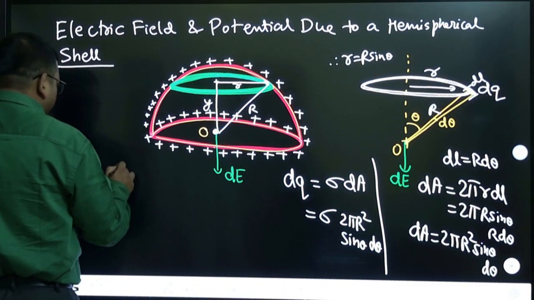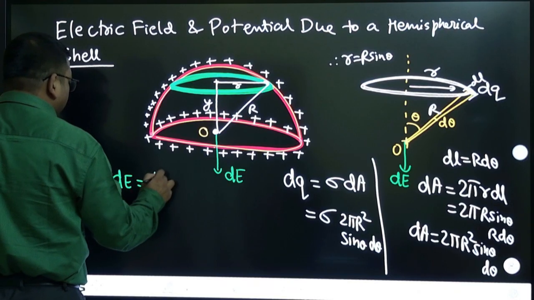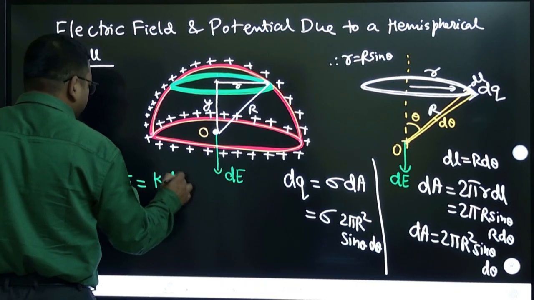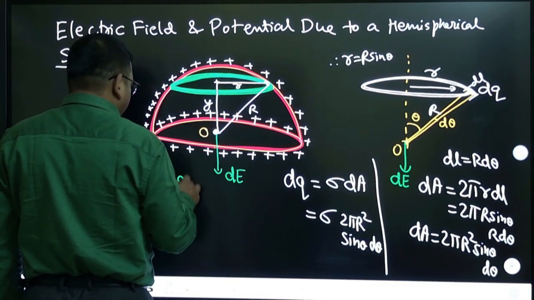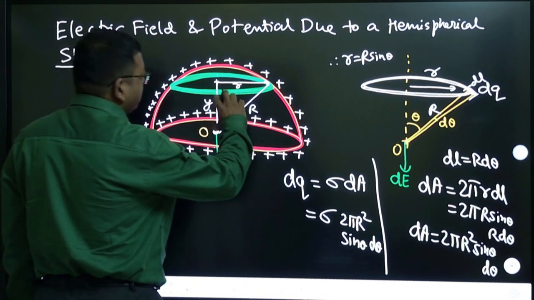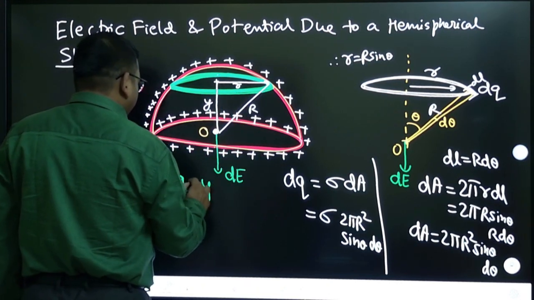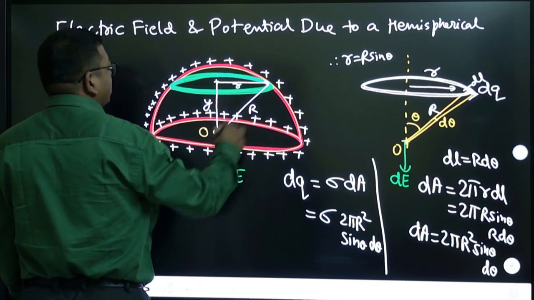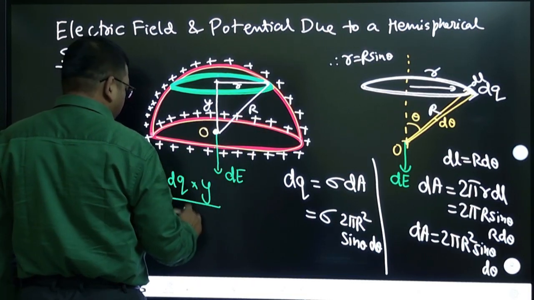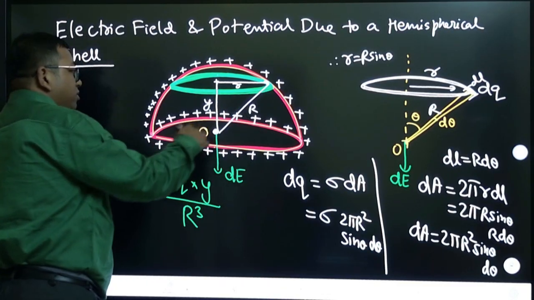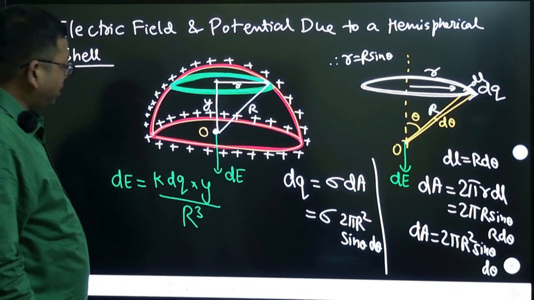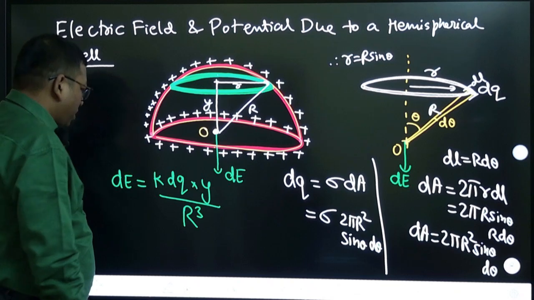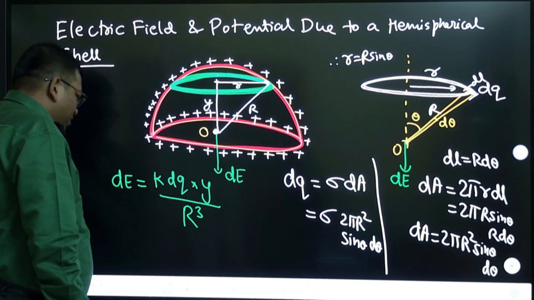So dE, what is the formula for dE? K into charge dq, k dq into this distance. Distance is how much? Y. So k dq y divided by r cube, not square, cube. This r is root under y square plus r square, power 3 by 2. So directly we can write this as r cube. Now let us try to simplify that.